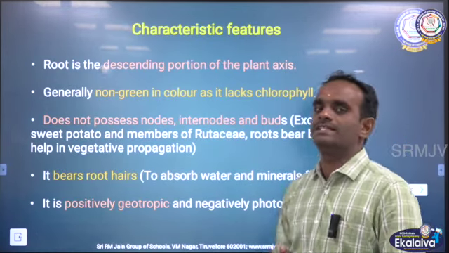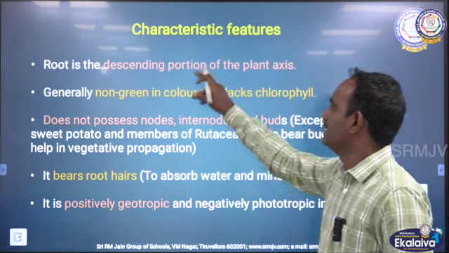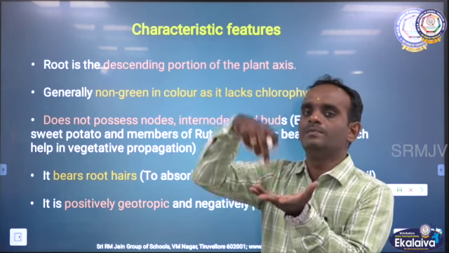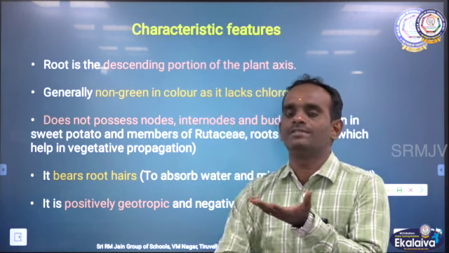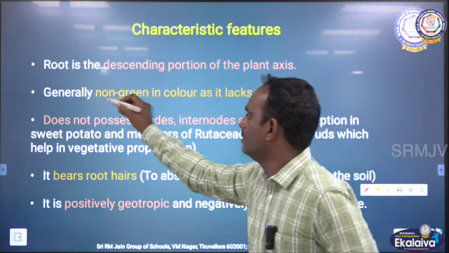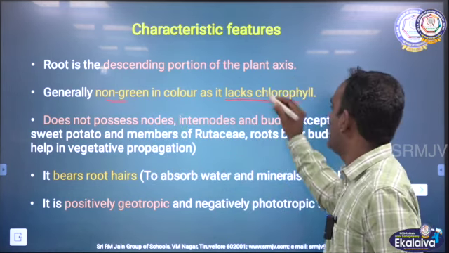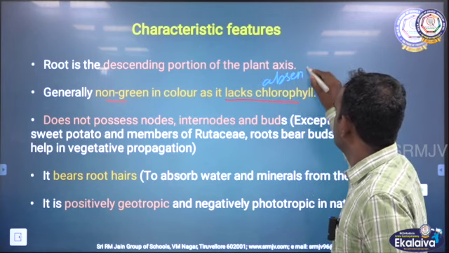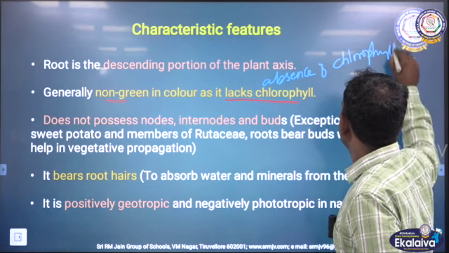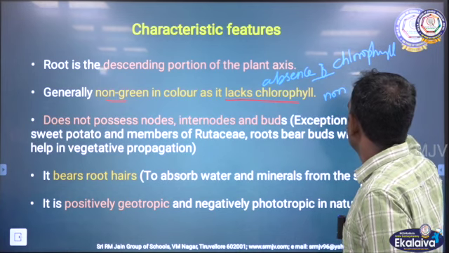Then we will see the characteristic features of the root system. A root is the descending portion of the plant axis. As I said earlier, root is the descending portion. It goes towards the gravitational force. It is positively geotropic. Generally, roots are non-green in color and lack chlorophyll. Due to the absence of chlorophyll, roots are non-green in color.